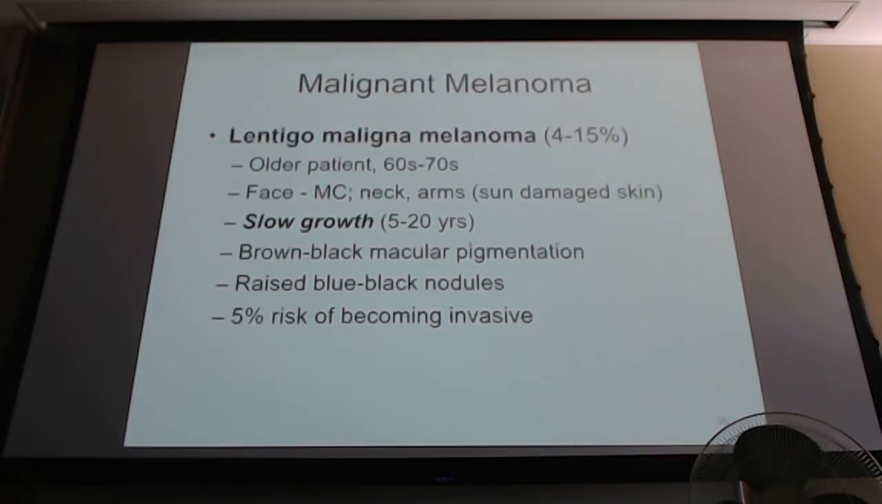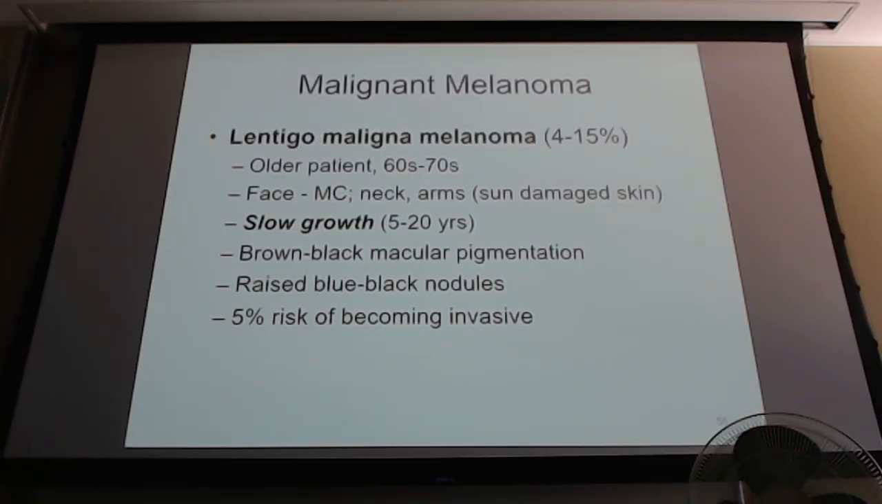The third one, lentigo maligna melanoma. Okay, so have grandpa, because it's all older people, have them all let it go. It's got slow growth, right? They're old, they're slow, and it goes out. So most common is on the face, but they can also have that on the neck, arms, sun-damaged skin areas. You get that brown to black macular pigmentation. It can also be a raised blue-black nodule. 5% risk of becoming invasive, okay? So let it go, old, grandpa, slow.